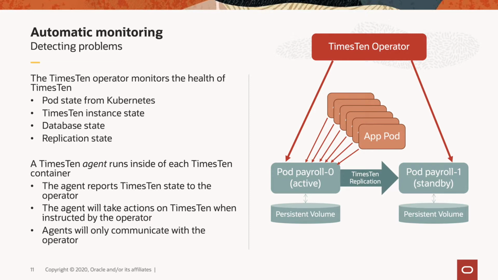And to do this, we run an additional component called the TimesTen agent inside of each of these TimesTen containers in these TimesTen pods. The operator communicates with the agent. The agent tells the operator what the state of TimesTen inside of these pods is. And if the operator wants to take some action in order to fix a problem with TimesTen, then the operator will instruct the agent running in a particular pod to do something on the operator's behalf. And the agents will only communicate with the TimesTen operator.